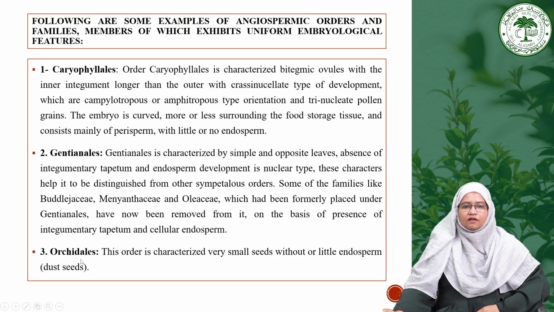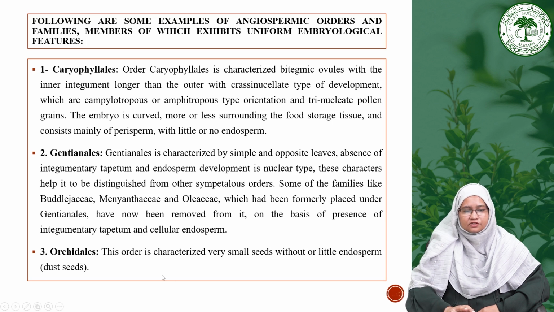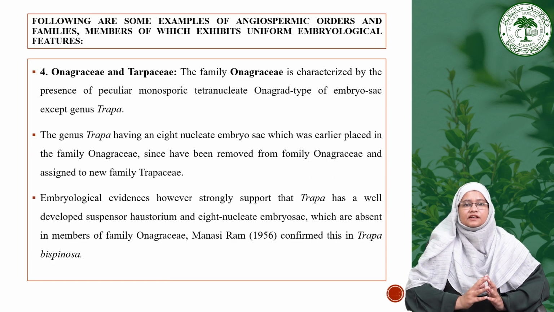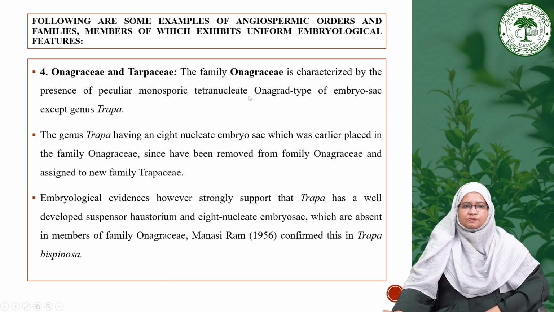Then the next is the Orchidales, and this order is characterized by very small seeds with little endosperm, or dust seeds. Then similarly Onagraceae and Trapaceae, while the family Onagraceae is characterized by the presence of a peculiar monosporic tetranucleate Oenothera type of embryo sac, except in the case of the genus Trapa.